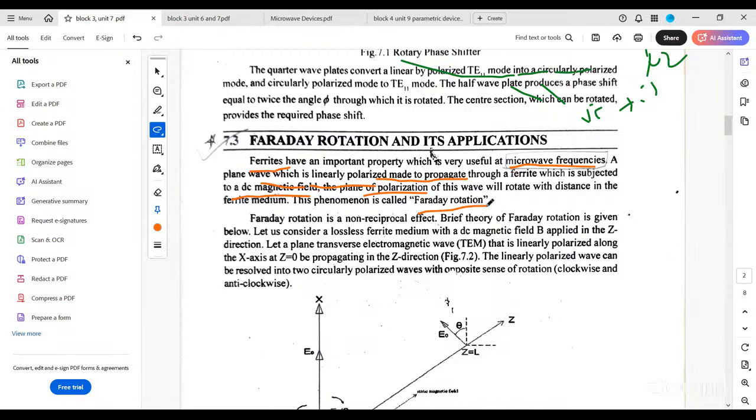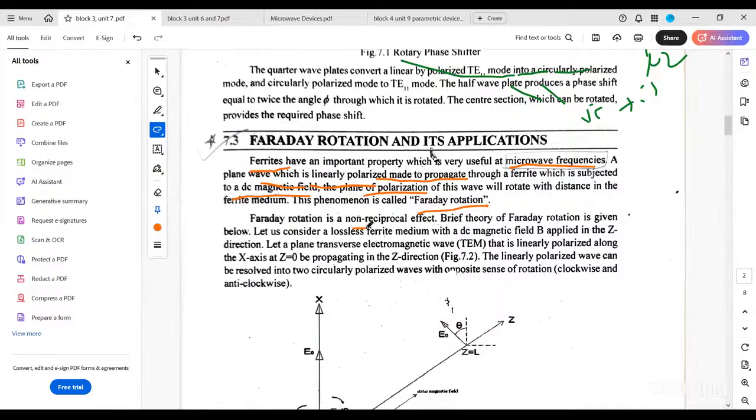Actually, we have input and output, and in the middle, ferrite material. When the wave is propagating from input to output and reaches the ferrite material, after applying the magnetic field, it performs a rotation. That rotation is called Faraday rotation. That is given in the first paragraph. And now next we will see the continuation.